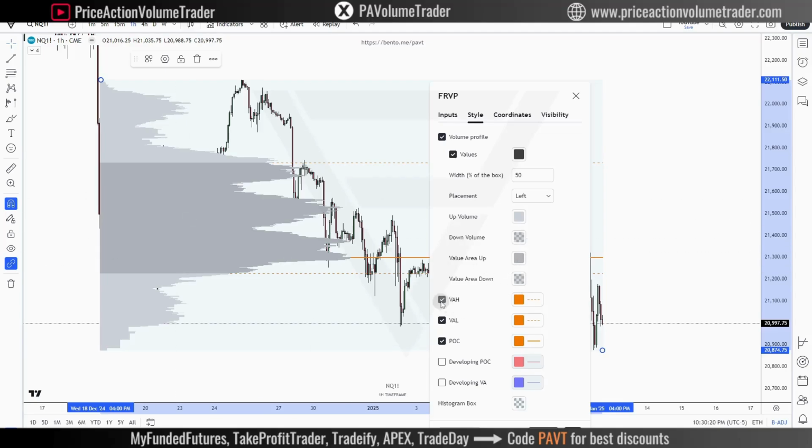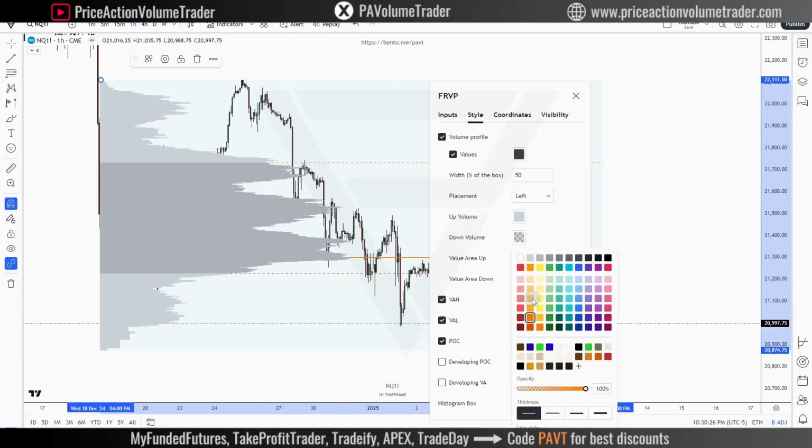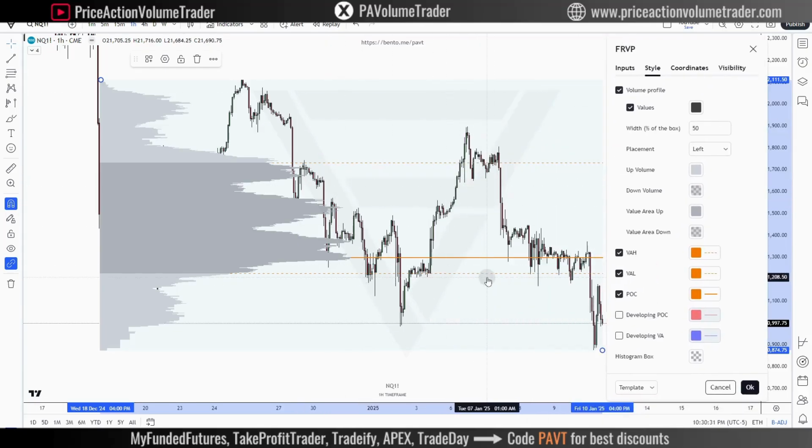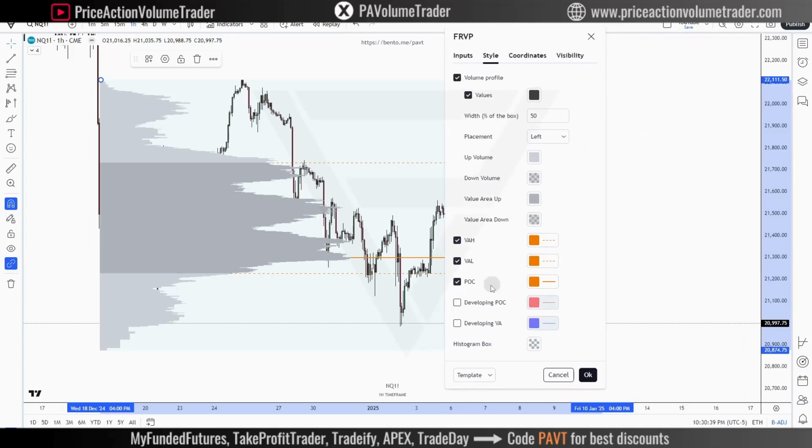And then here, value area high, value area low, point of control. You can enable them. You can change the color, the type of line. I'm used to using orange, and I like to use a dash for the value area lines and a solid one for the point of control.